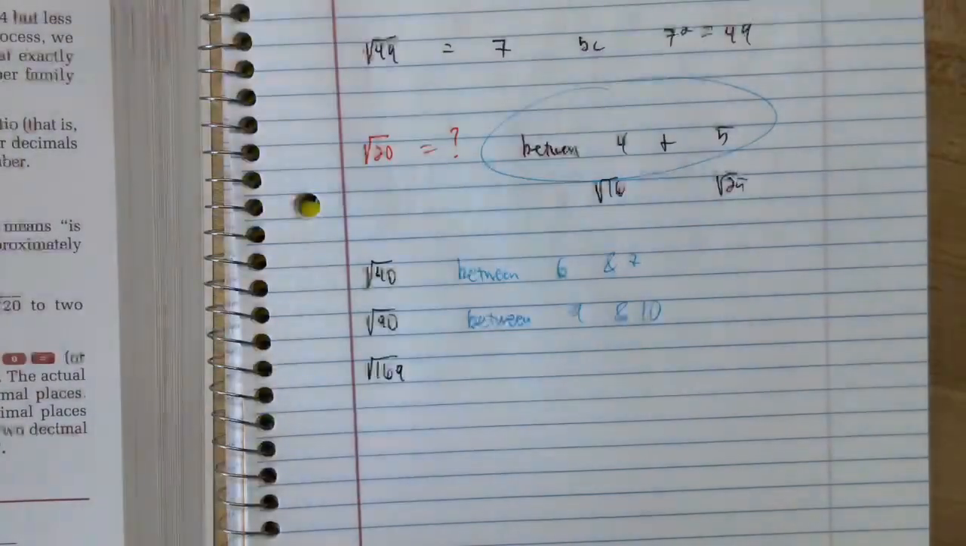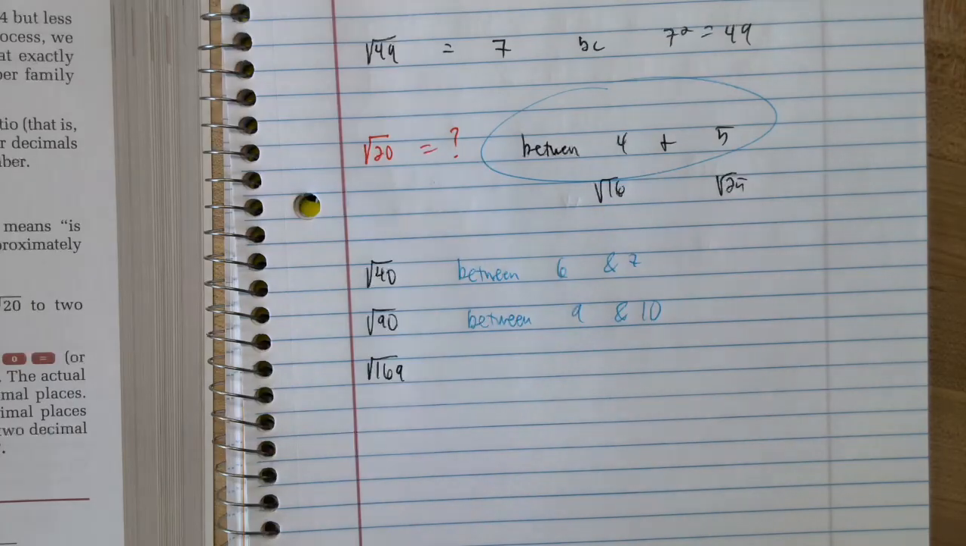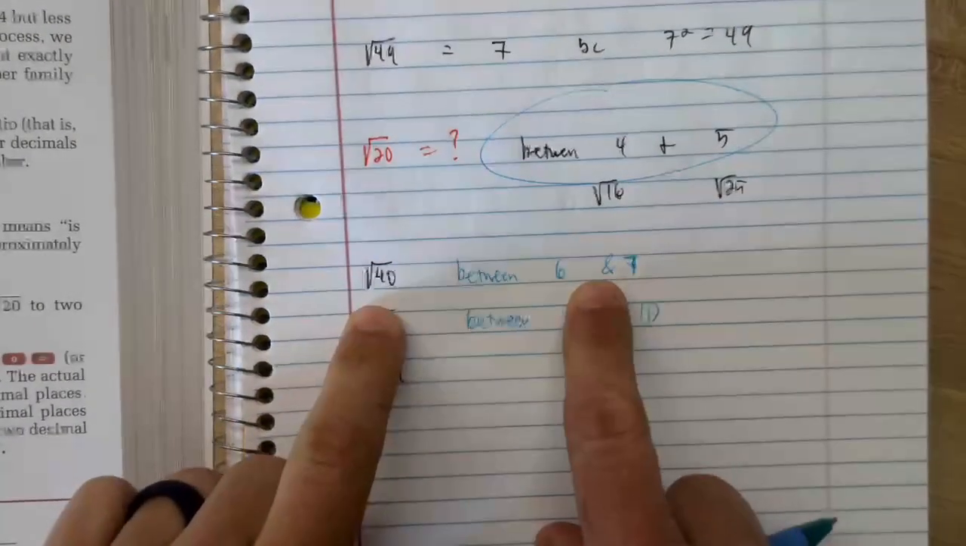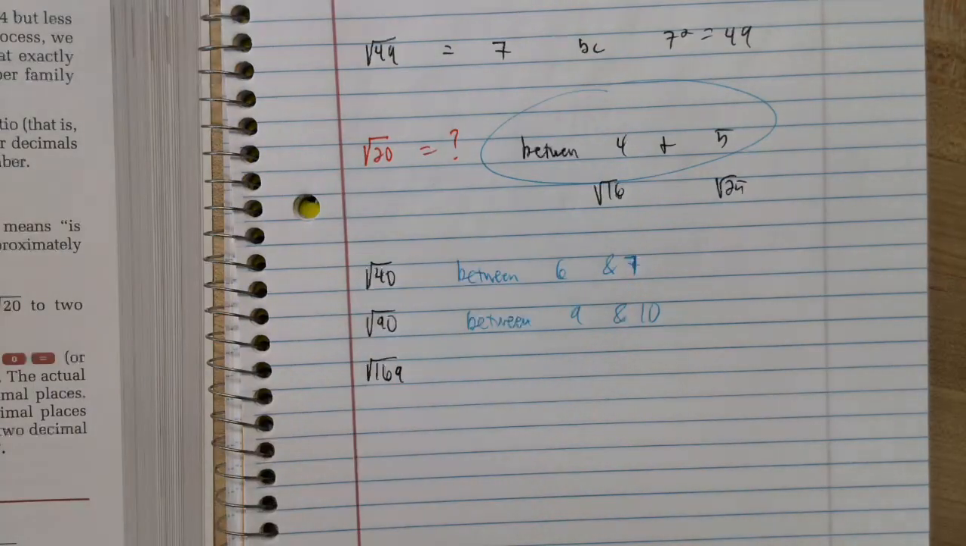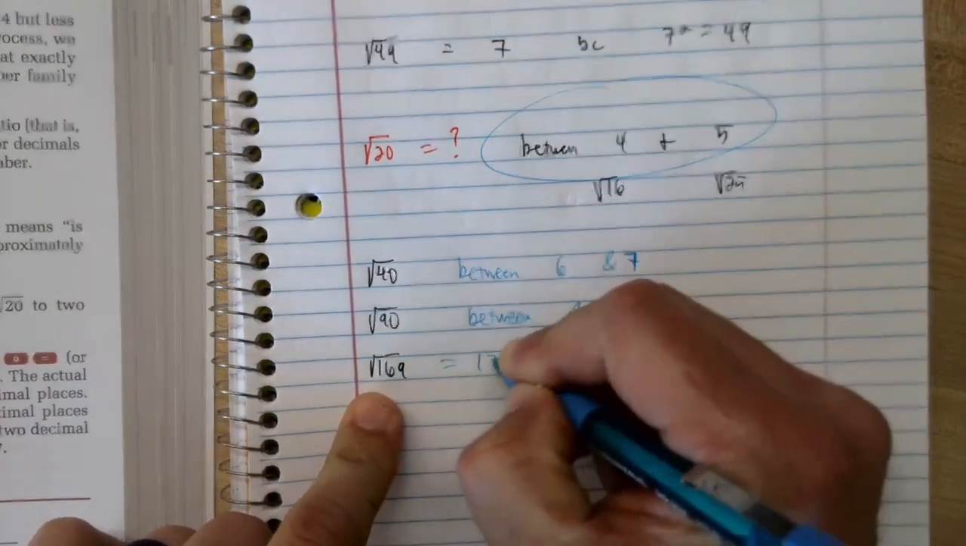No, it's not 9.5. What are you talking about, 7? You said 6 and 7. Yes, so the square root of 40 would be bigger than 6 but smaller than 7. That's what I mean. It's 6 point something. And then the square root of 169 is 13.